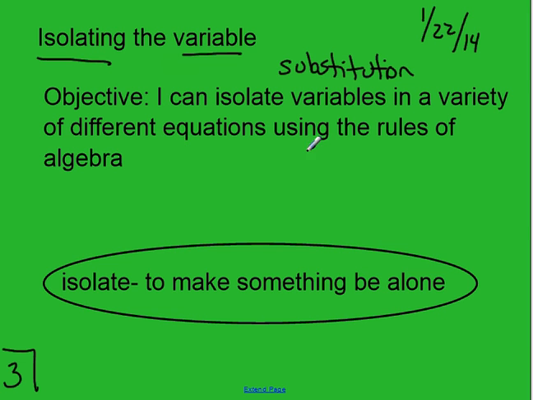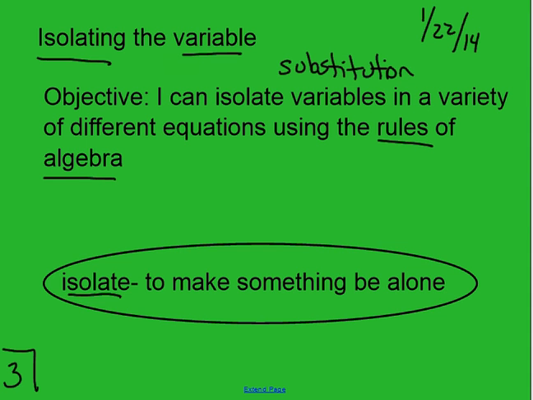So our objective: I can isolate variables in a variety of different equations using the rules of algebra. A little reminder, if you didn't know it already, to isolate something is to make something be alone. So if you want to isolate your sister from you and your friends when you're having a sleepover, you tell mom, get my sister out of my face because she's bugging us. You're isolating her. You're making her be alone. And it's really mean, so don't do that.